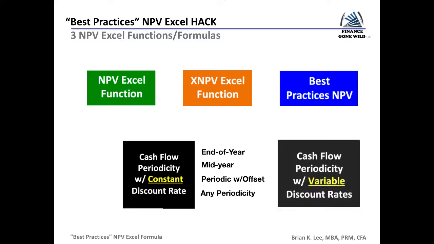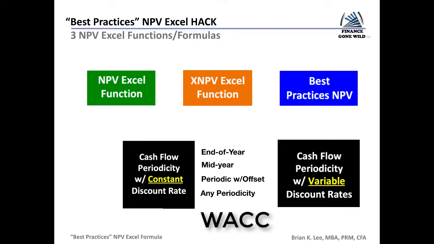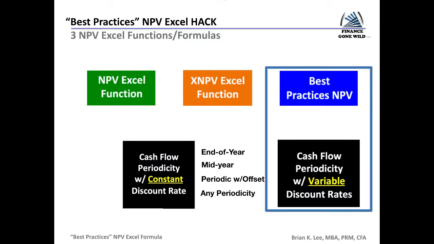And to conclude this presentation, we'll be looking at the use of variable discount rates over time, in this case, various WACC values for each free cash flow presented. And this just shows that only the Best Practices NPV formula can handle the variable discount rates.